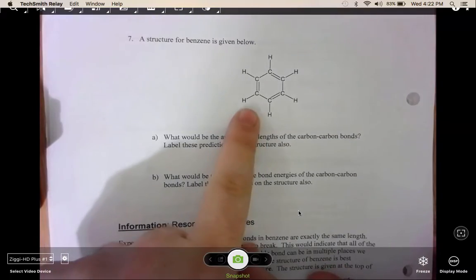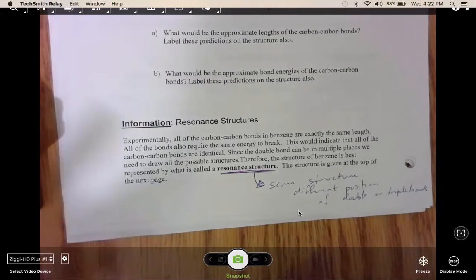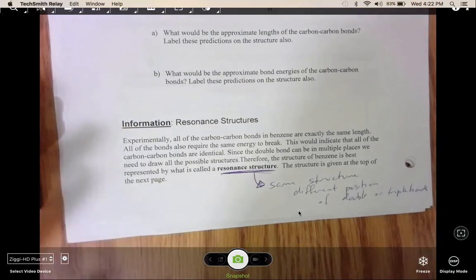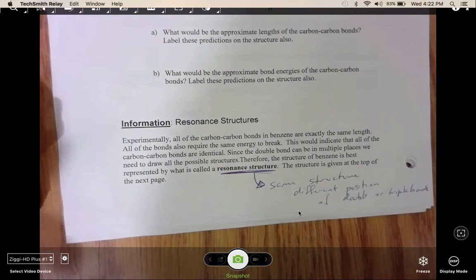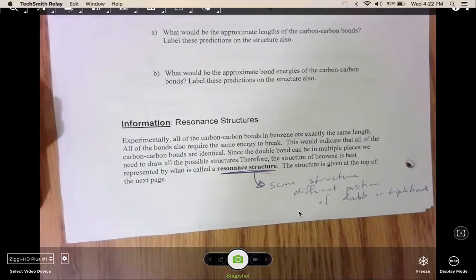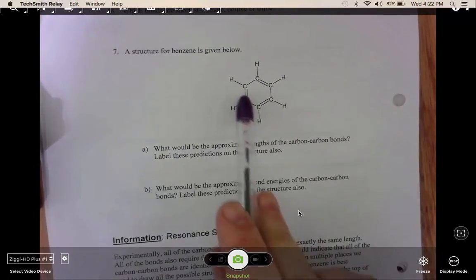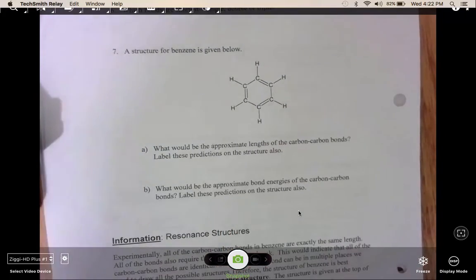So when we draw a benzene molecule, we need to take into account its resonance structure. Resonance structures are the same structures with different positions of the double or the triple bonds. The structure does not change. The only thing that changes is the position. The reason why this happens is because the length and the energy is the same between all of the carbons. So when they form, the bonds just form randomly. We will not know in this example of benzene where the bonds are until it is tested experimentally.